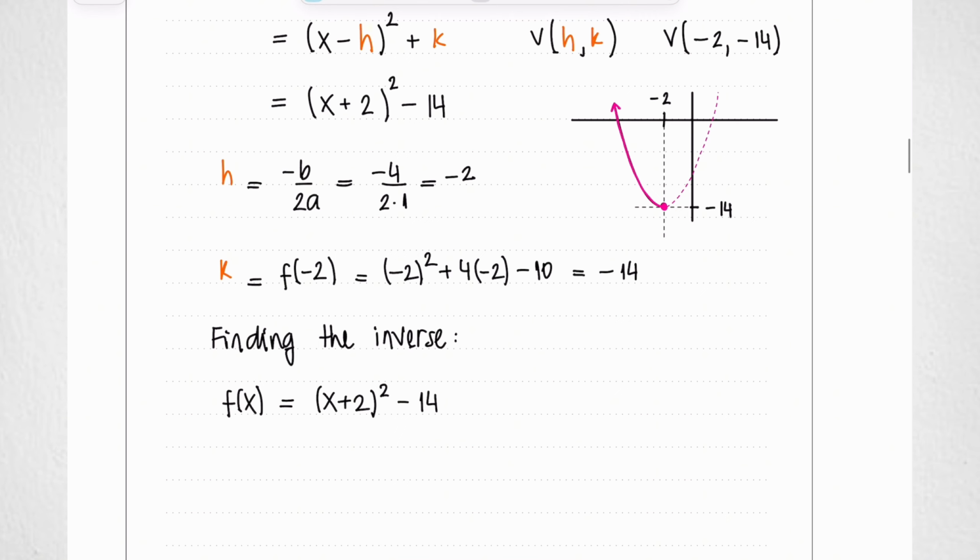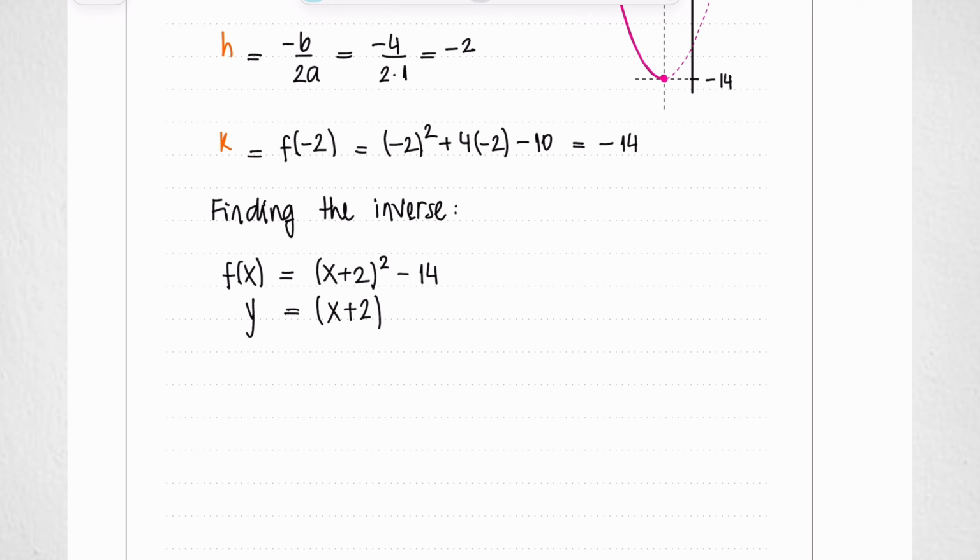This just makes for a better explanation. For example, graphing the curve, you don't need to do that. Now, let's find the inverse starting with the vertex form, as I mentioned. So we have y equals (x plus 2) squared minus 14.